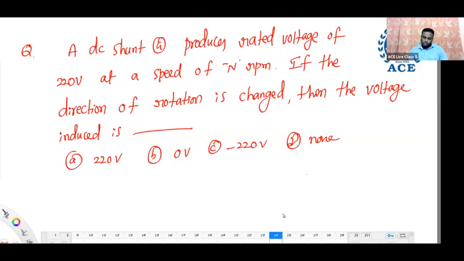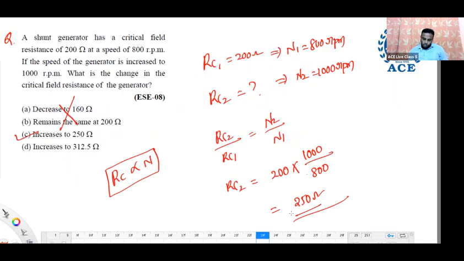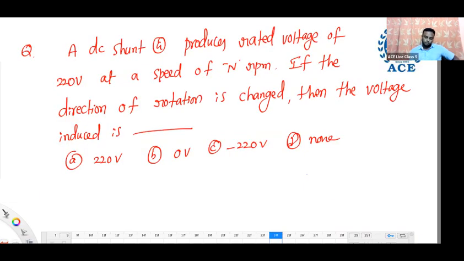No, the value of RC is 250 only, because previously it was already 200 ohms. After increasing the speed, the new value is 250 only. It is not 200 plus 250. The new value increases to 250. All of you, what is the answer? Just try to answer so that you will get interested.